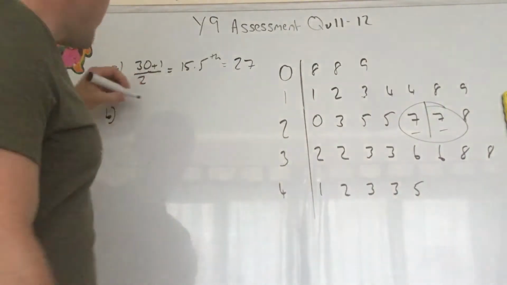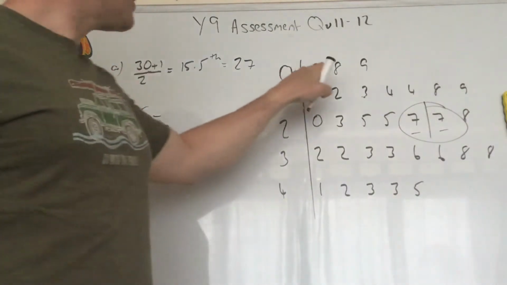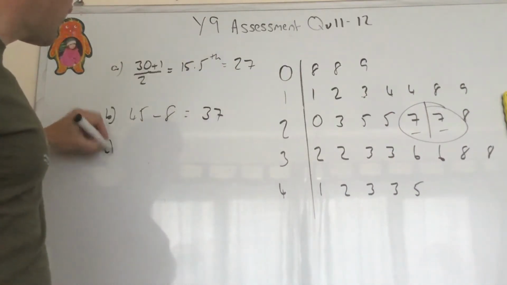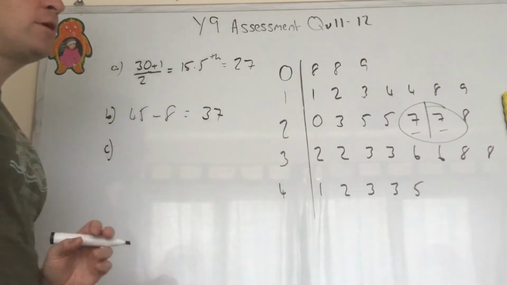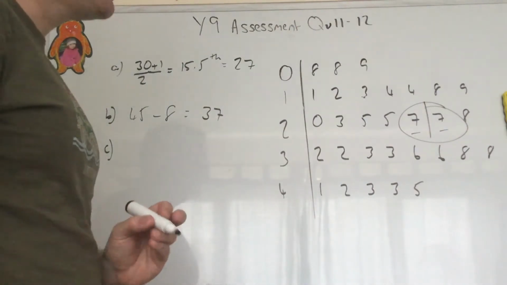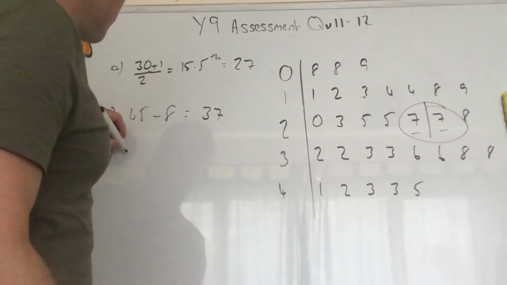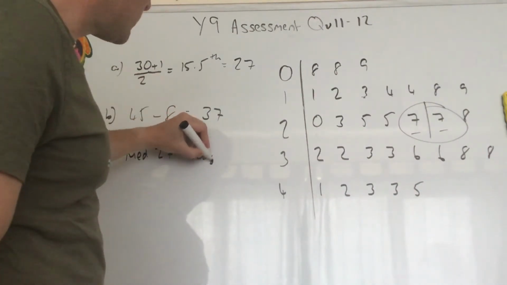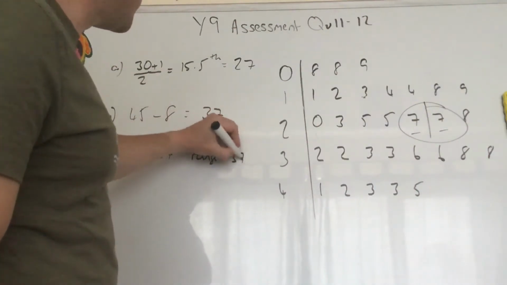B, the range. Biggest number is 45. Smallest number is 8. So the range is 37. Okay, C. We've got to compare it with our box plots. From this we know we've got a median of 27 and a range of 37.